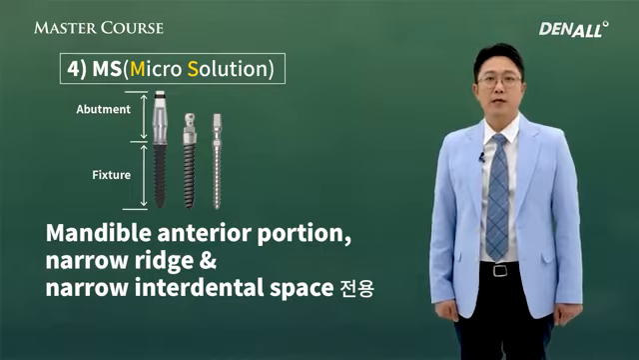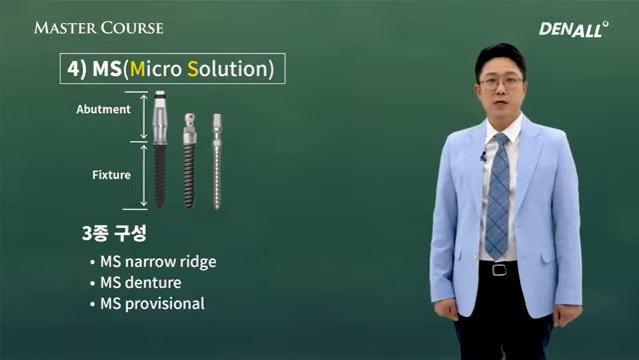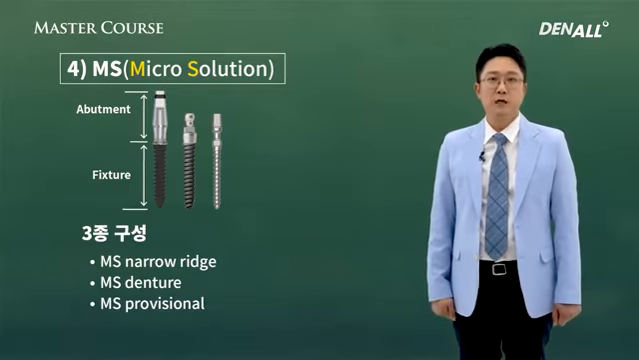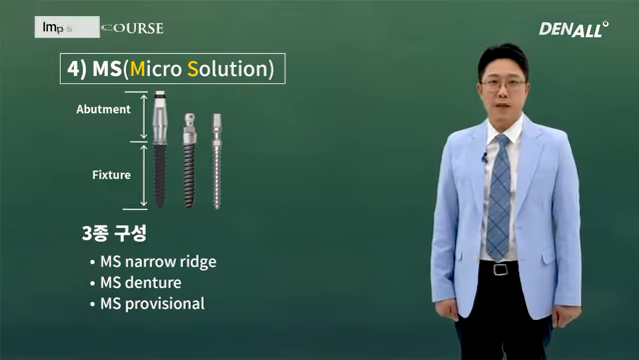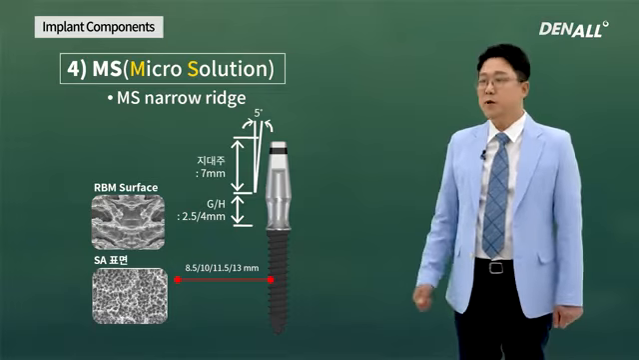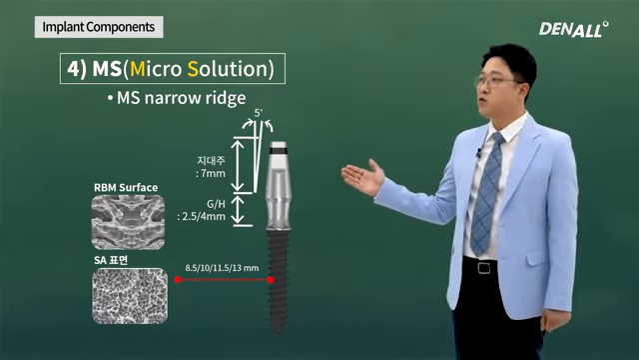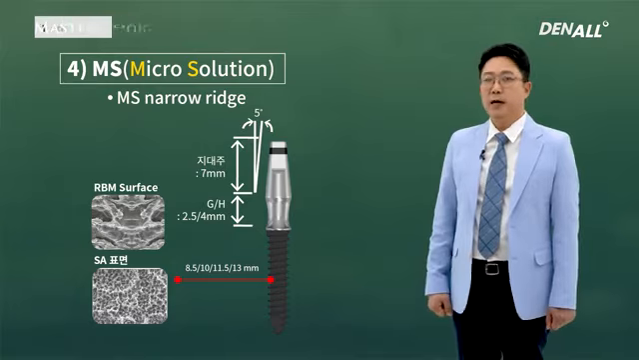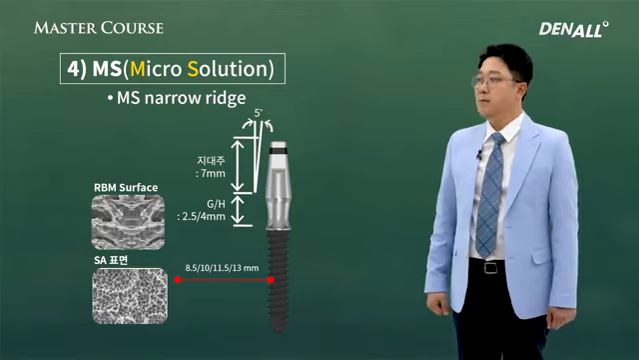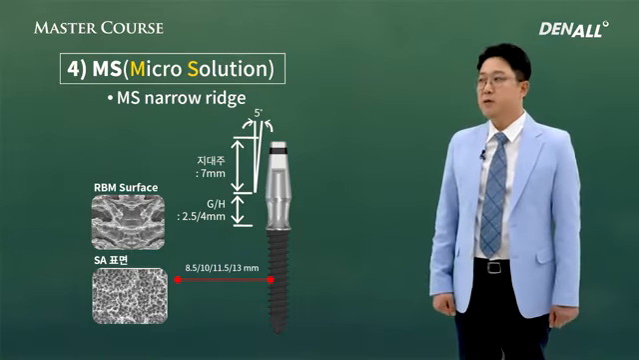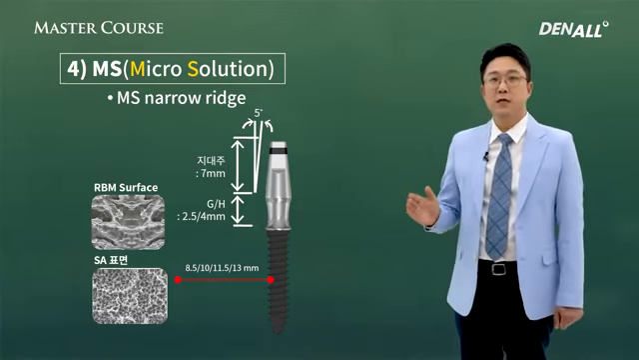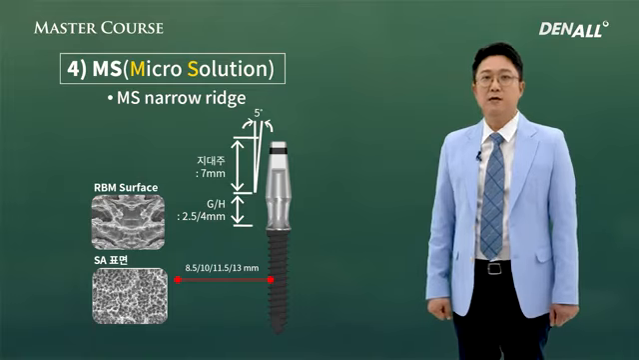Depending on abutment shape, you can create crown accordingly, and you can use it for supporting denture and for temporary teeth. In the case of MS narrow ridge, the surface is RBM and SA, and gingival height is 2.5 millimeter and 4 millimeter. There are 2 options, and the length of abutment is 7 millimeter, and it has 5 degree taper. If this is too long, you can prep it and use it.